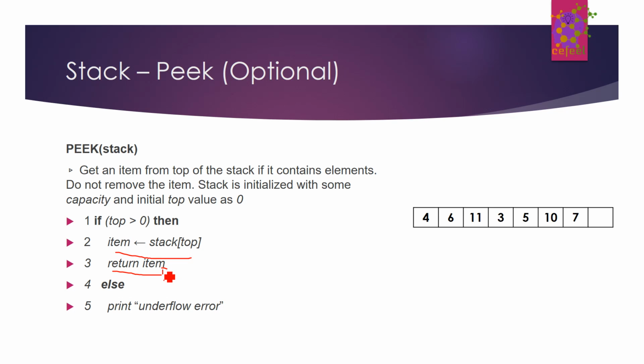Now let's apply it to the array which we had. Capacity is 8 and top is pointing to 7, so we will get the item 7 and return it, but the stack top still stays at the 7th location. So that's the basic difference. This was also pretty simple, the peek operation. Cool, I think we are now done with all the 3 operations.